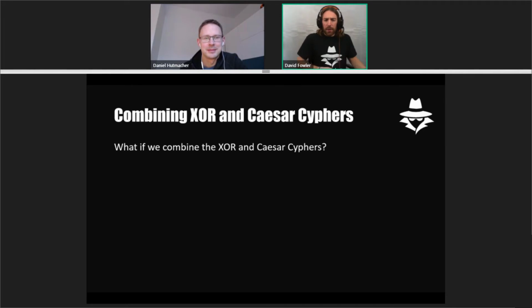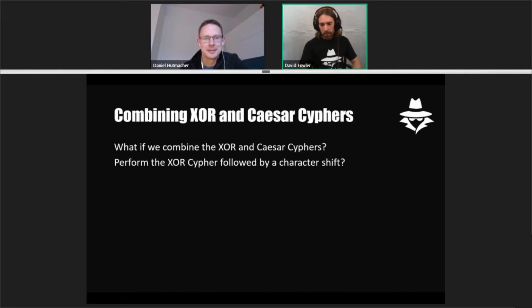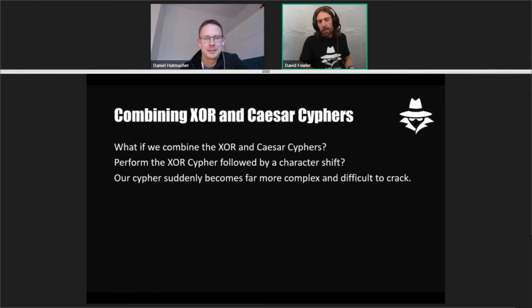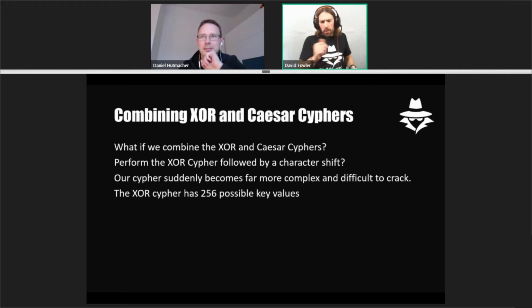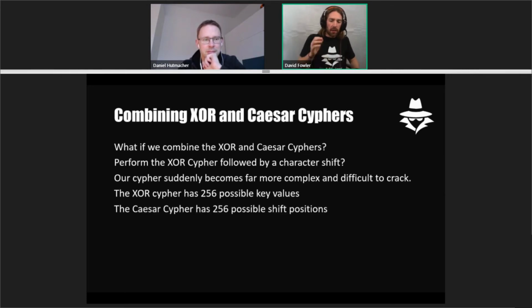But what about if we were to combine the XOR and the Caesar ciphers? We could then perform maybe an XOR cipher followed by a character shift. Our cipher will suddenly become much more complicated, much more complex, and much more difficult to crack. So the XOR cipher has 256 possible key values. It's weak. We know it's easy to break. We can brute force that, no worries. The Caesar cipher, 256 possible shift positions. That's no better than our XOR cipher.